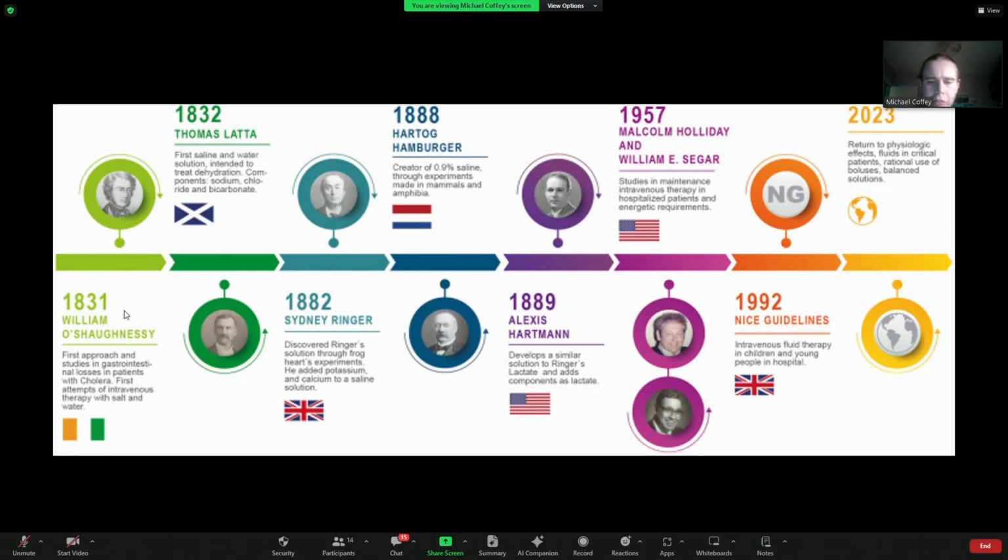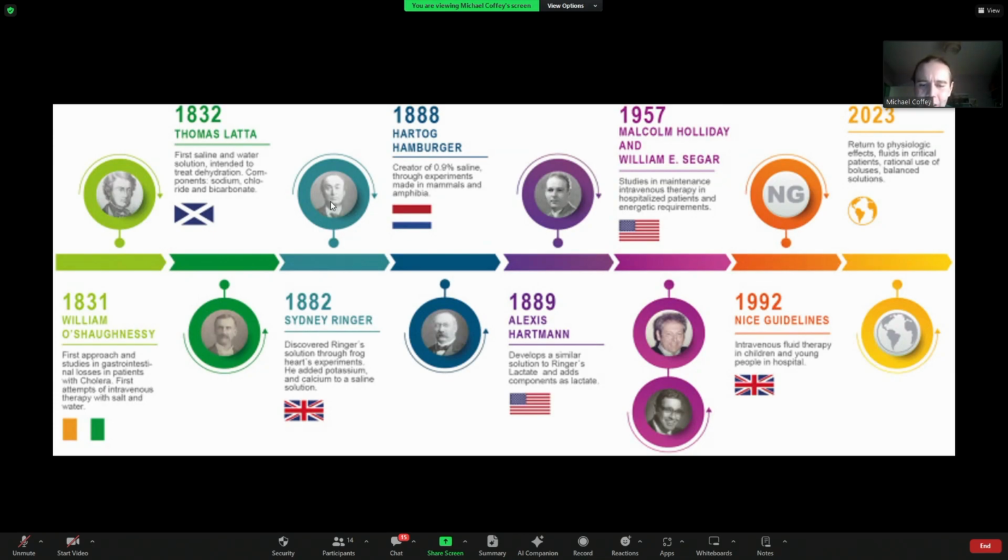Then it seems to go out of vogue for a little while, with varying makeups of these salt solutions, until we get to 1888 with this man, Hartog Hamburger, and he created what's our current 0.9% saline through experiments in different amphibians and mammals, finding what sort of solutions were able to keep different anatomical aspects alive in the lab through in vitro studies.